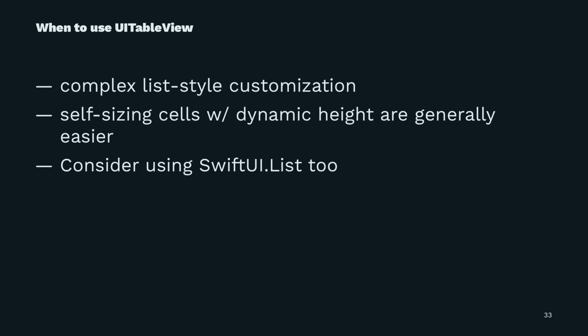Self-sizing cells can be more difficult in collection view. One of the reasons being that collection view cells can have more dynamic width, and if you forget to set that properly, then even if the height should be able to calculate, it sometimes can't calculate. However, if you're doing self-sizing, you might also want to consider SwiftUI's List as well.